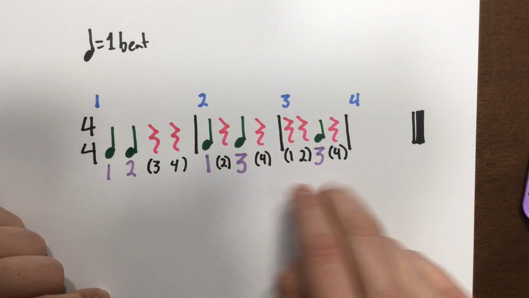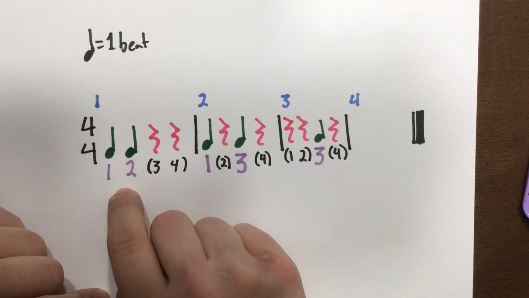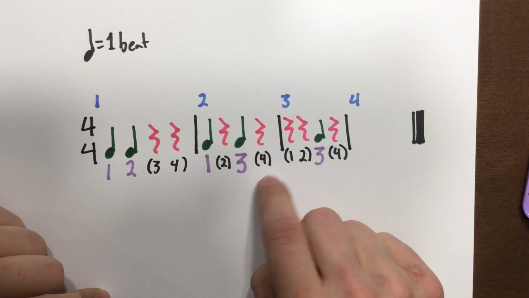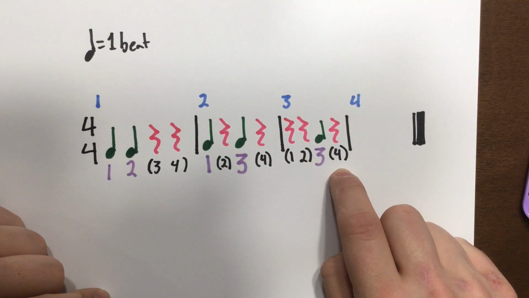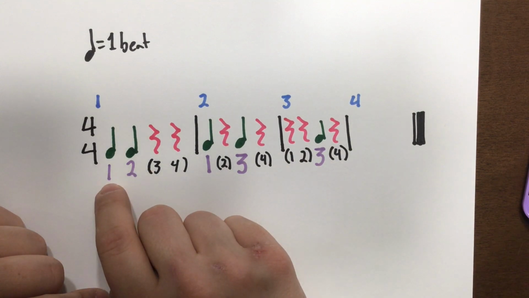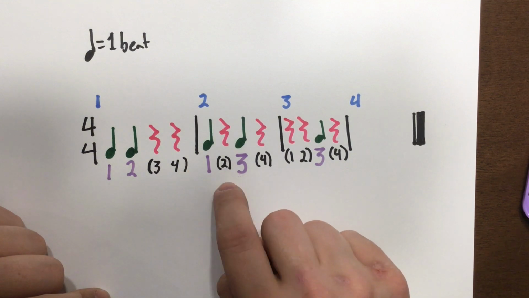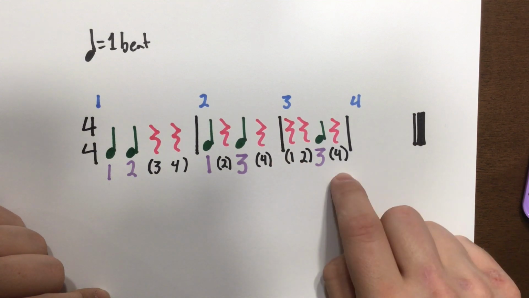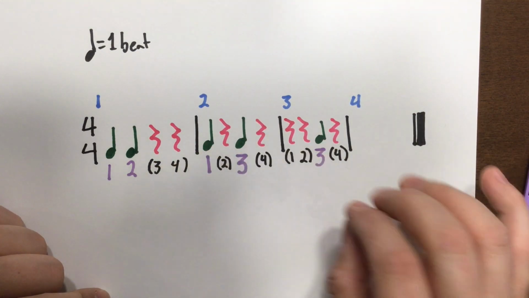Let's try these 3 measures. 1, 2, ready and go. 1, 2, shh, shh. 1, shh, 3, shh, shh, shh, 3, shh. Let's try it with the word rest. Ready and go. 1, 2, rest, rest. 1, rest. 3, rest, rest, rest. 3, rest. Notice that I said rest quietly because you want to maintain that it's silent there.